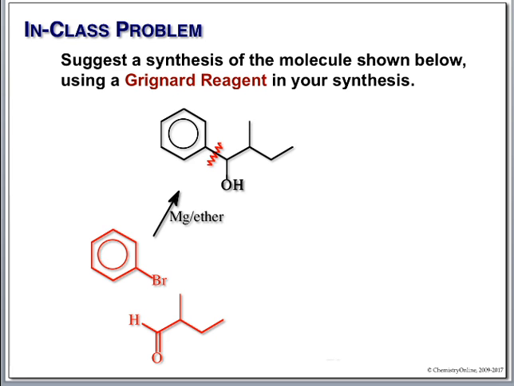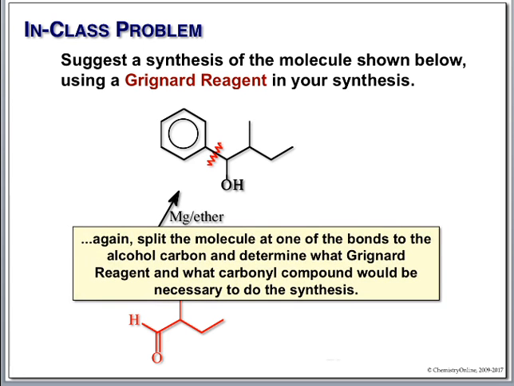Let's do the other side. Split on this side. Write down the carbonyl and the Grignard you would need to make that splitting on this side. I will pause for a moment.